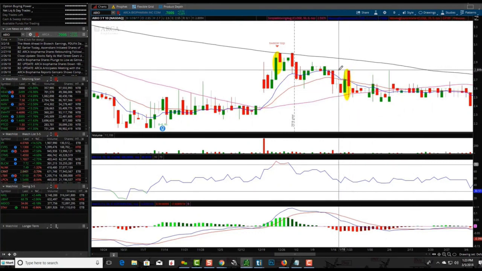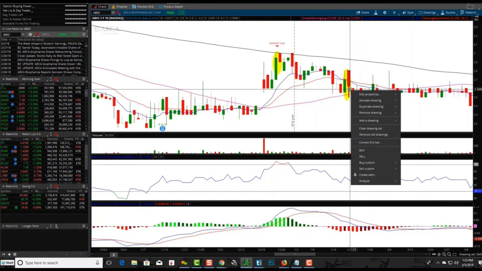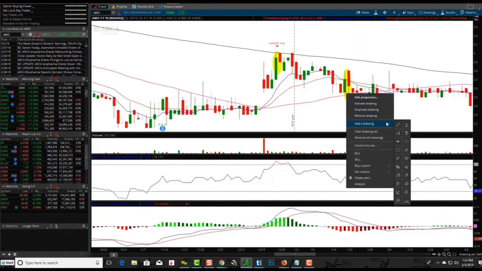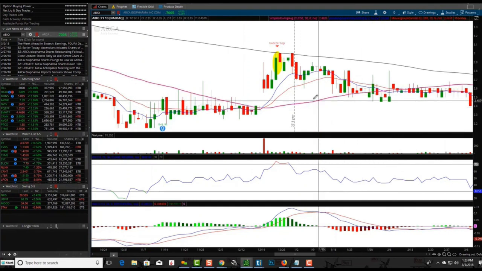See that right there? This must be some kind of manipulated stock. You can see a bunch of tweezer tops on this chart. I mean, they're all over the place. Look at it, there are even tweezer bottoms. I don't know anything about this stock, but it looks kind of garbage.